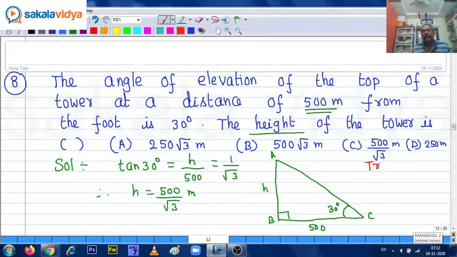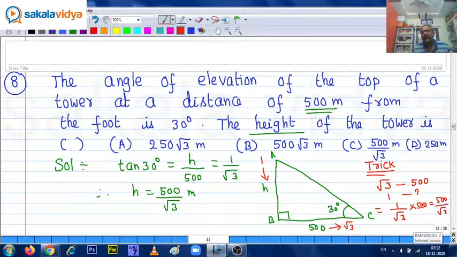See now, super trick. What is the super trick? Whenever 30 degrees, it refers to one part. So this part will be root 3. That means root 3 parts is 500. One part is our height. That is 1 upon root 3 into 500. So our answer is 500 by root 3. That's all. So C is the right option.